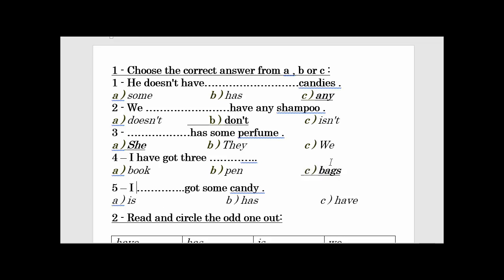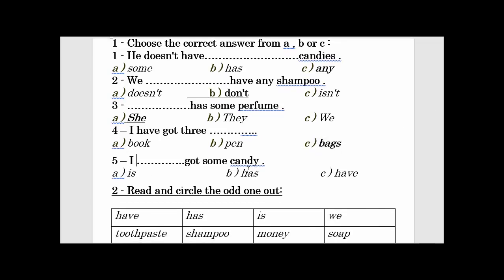Number 5, I space got some candy. Is, has, have? As you know, we use have with I, we, you, or they. So the answer is I have got some candy.